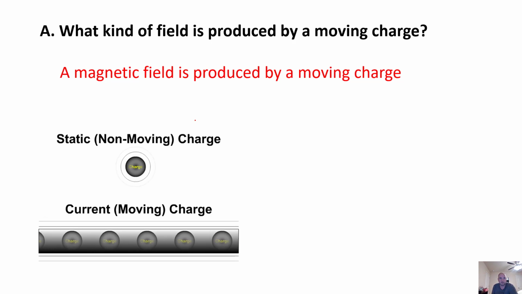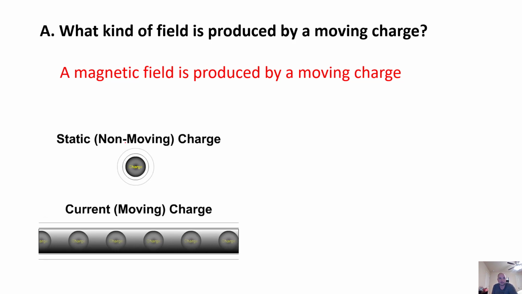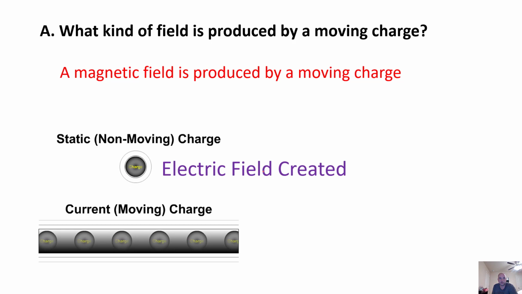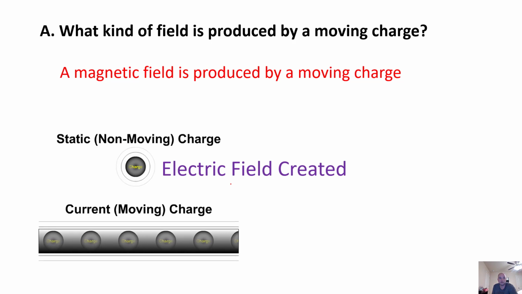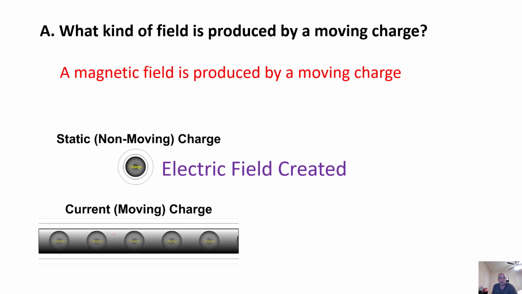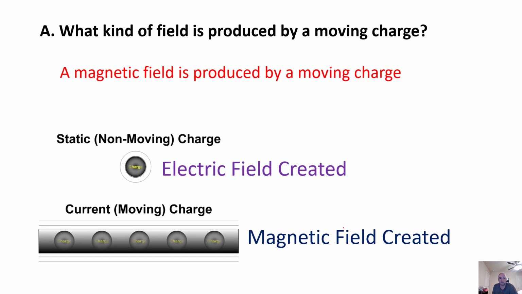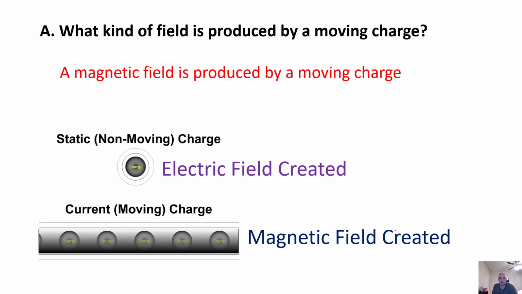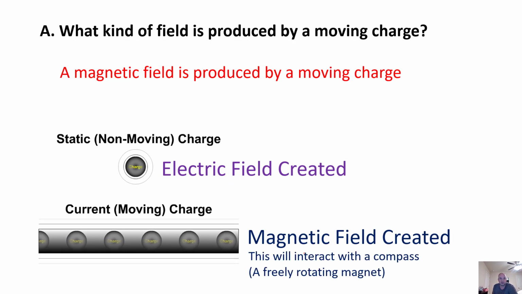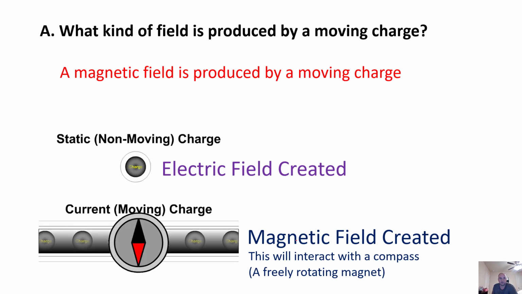So just a reminder, we could have a charge that's not moving, and we call that a static charge. And that's going to produce this thing called an electric field. Or we can have a moving charge like you see here, and this is what creates that magnetic field. And you can tell it's a magnetic field because it's going to interact with a compass. So if I took a compass like this, it's going to face a certain direction based on the direction current is moving, and you're going to learn a little bit about that today.